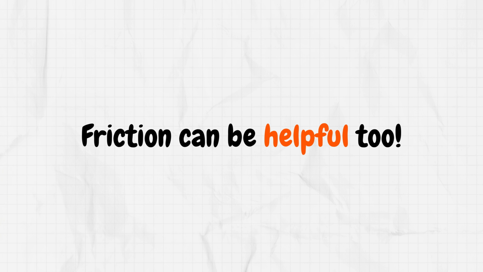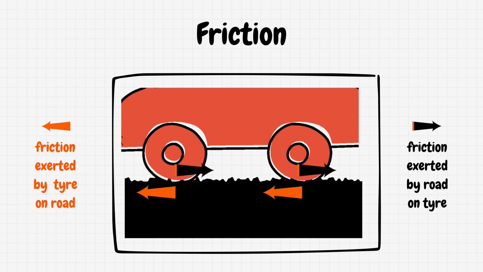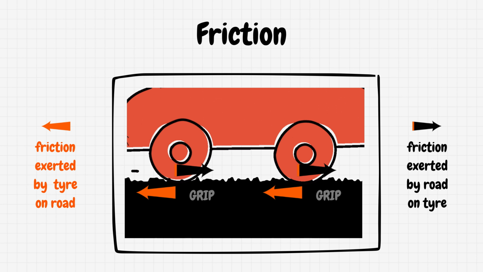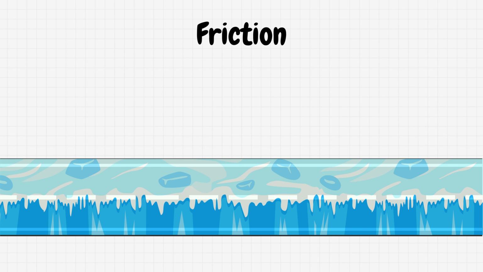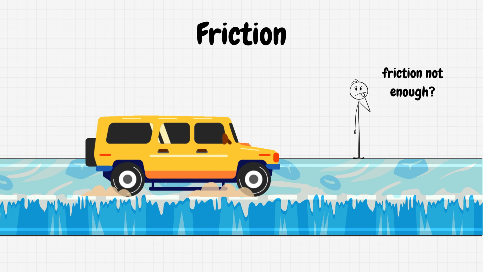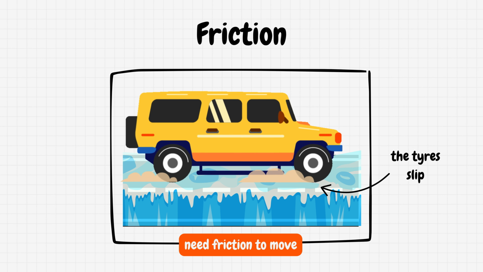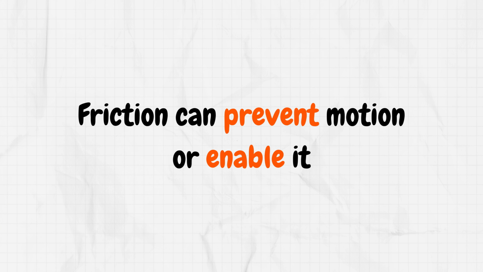For example, when a car engine drives the wheels, it's the friction between the tires and the road, often called grip, that actually allows the car to move forward. On icy roads, even powerful cars struggle because there's too little friction between tires and ice. The wheels spin, but the car stays still. So friction can prevent motion or enable it, depending on the situation.